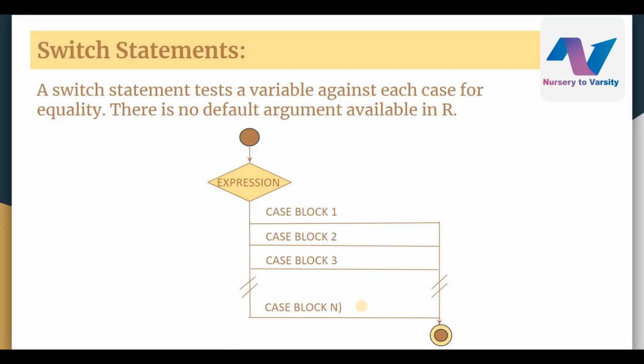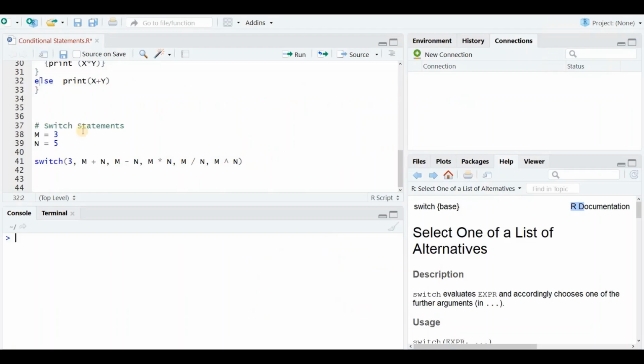If the value of the expression matches, it will run that particular block of code. If not, it won't run the statement. It won't give any result, right? Let's see it in RStudio. Switch statements. So we are assigning our variable m as value 3 and variable n as value 5.